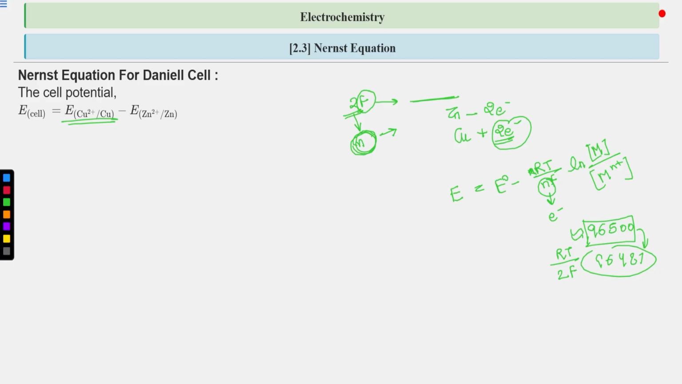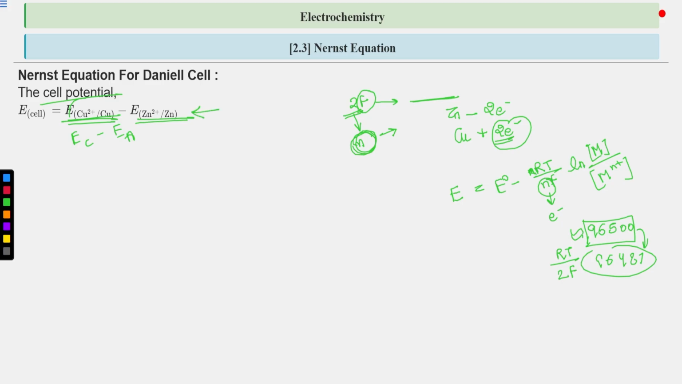If you want to find the cell potential, it will be equal to E of the cathode minus E of the anode. The cathode is copper and the anode is zinc metal, right? So the EMF or the potential of the cell will be E of cathode minus E of anode. Cell potential is basically the potential difference between the two electrodes present in our cell, as I am defining here.